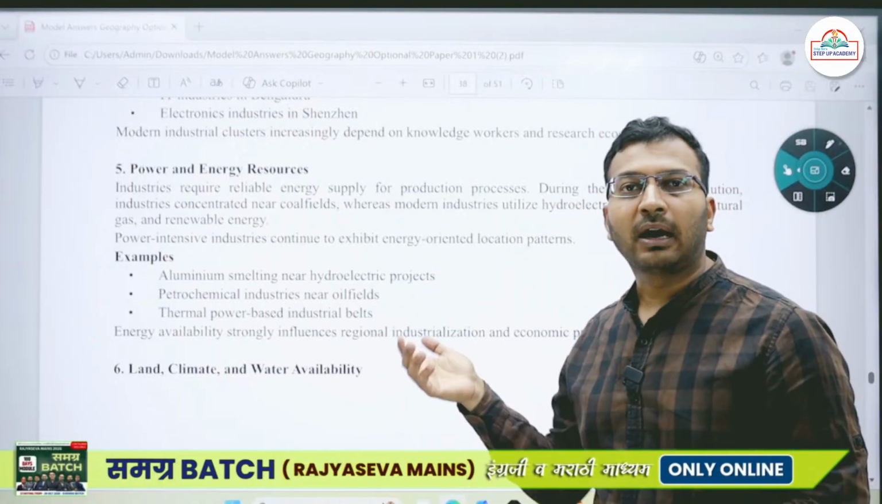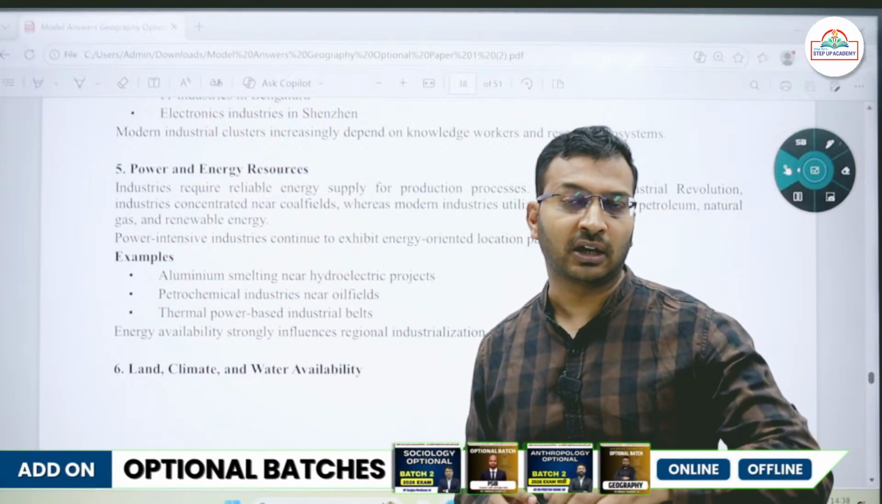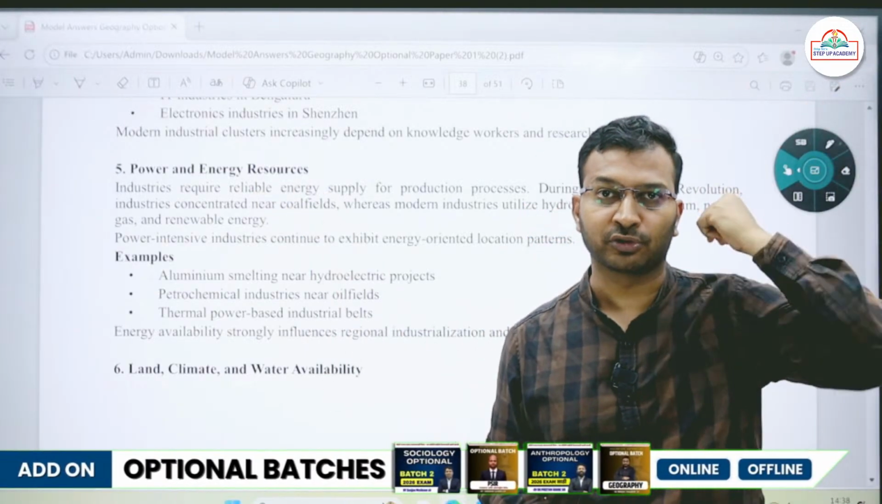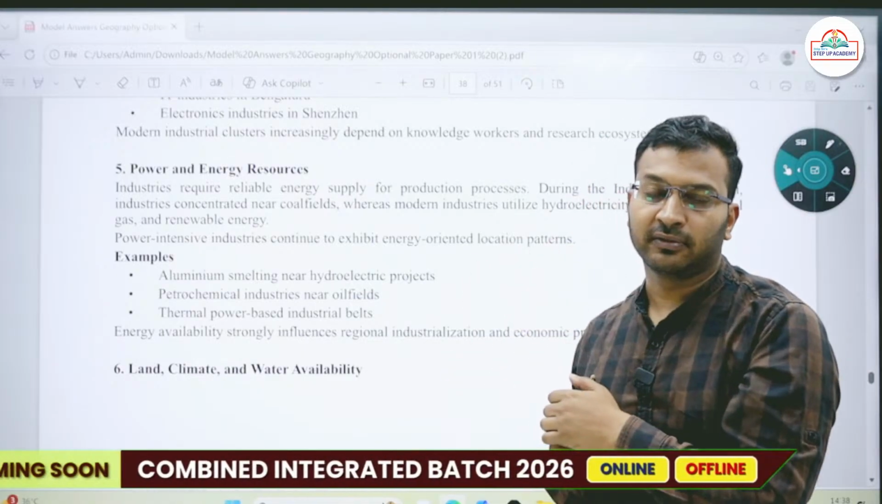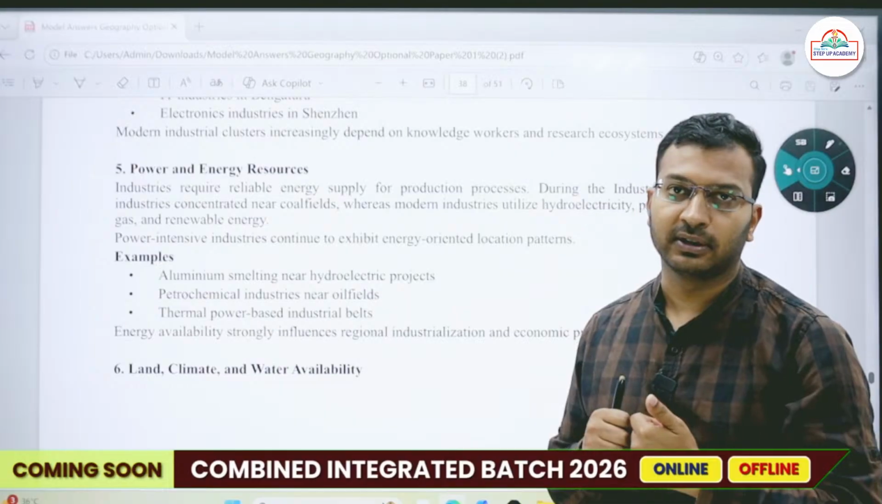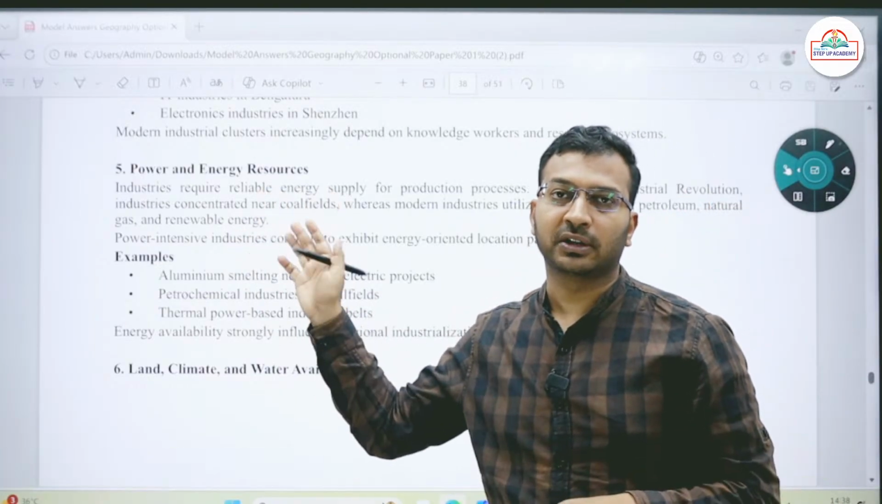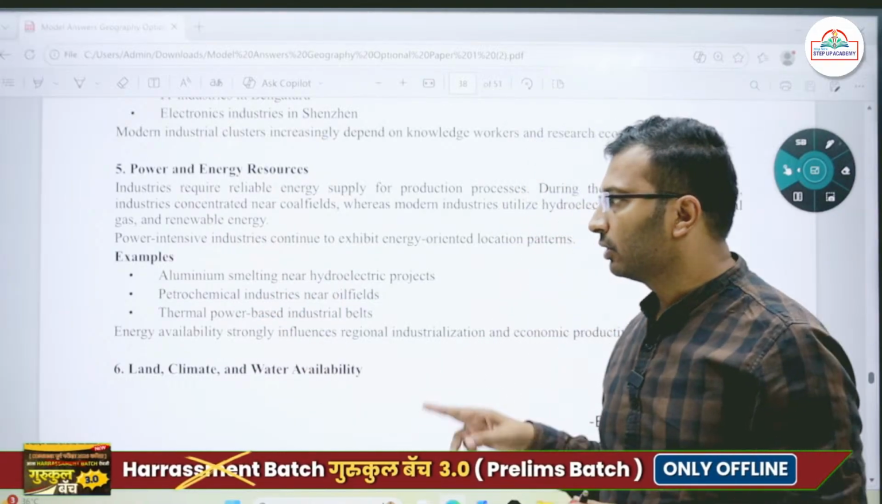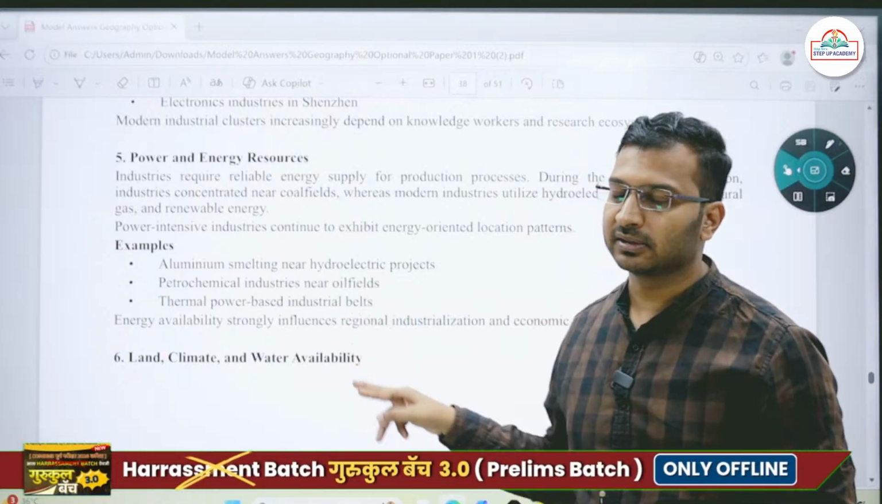But nowadays we are also talking about renewable energy. With the development of renewable energy, rooftop solar energy is available in large quantity in some areas. Solar power plants are available in some city areas as well, meaning rooftops and so on. As a result, the location of certain industries gets varied. But traditionally, power and energy resources play a significant role.